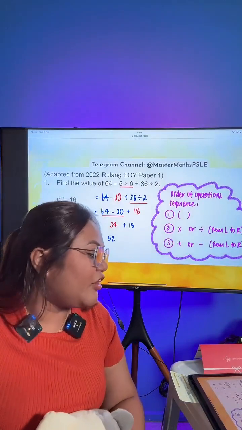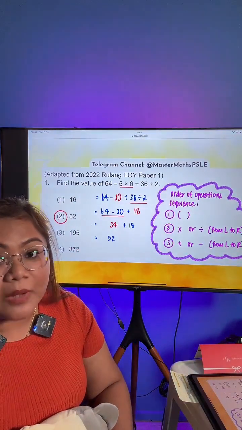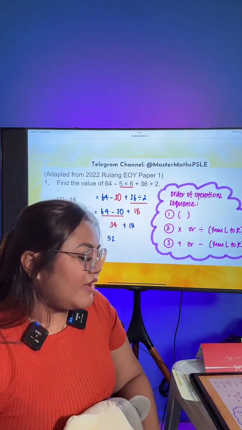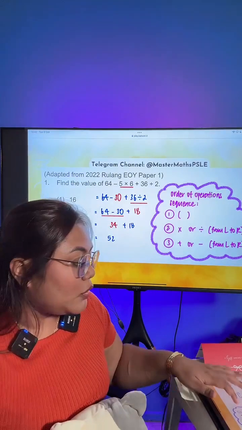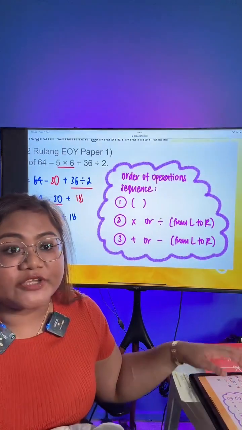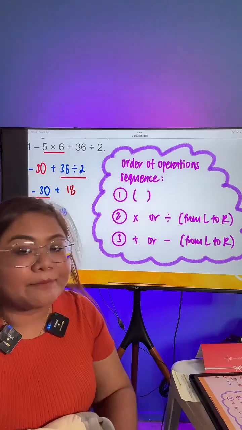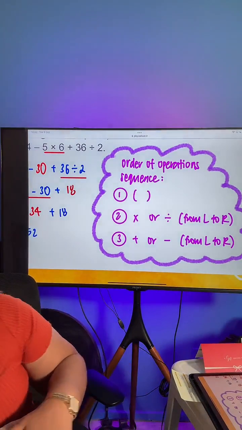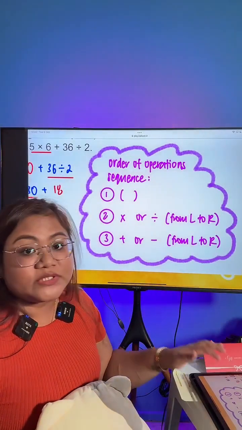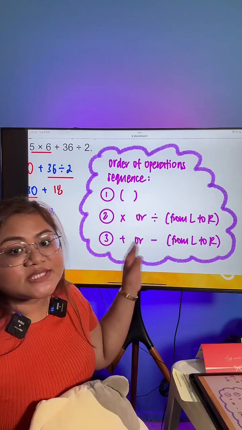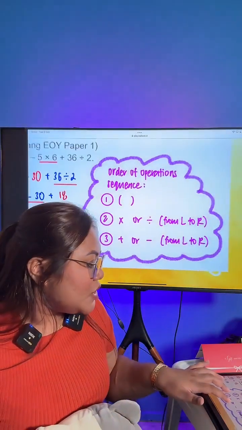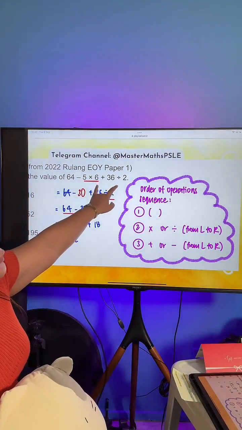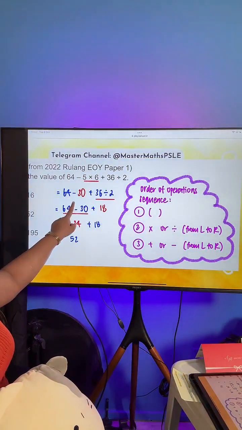So this is adapted from Rulang 2022 end of year paper 1. Find the value of 64 minus 5 times 6 plus 36 divided by 2. So run through with you guys the order of operations sequence one more time. Very easy to remember. Every time you see brackets, you will want to do brackets first, followed by times or divide, you will do this from left to right, followed by plus or minus, again you do this from left to right, okay? So since we do not see any bracket, we will do either times or divide, but that will be from left to right.